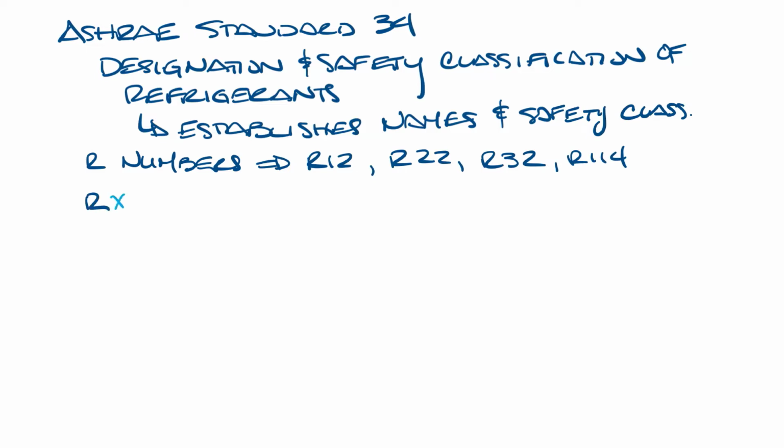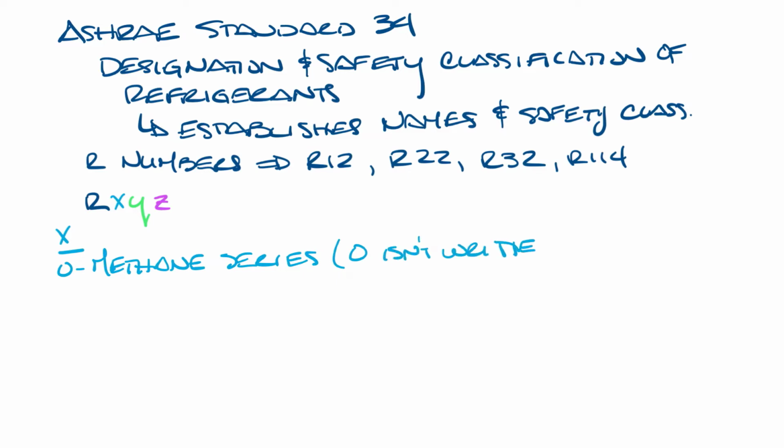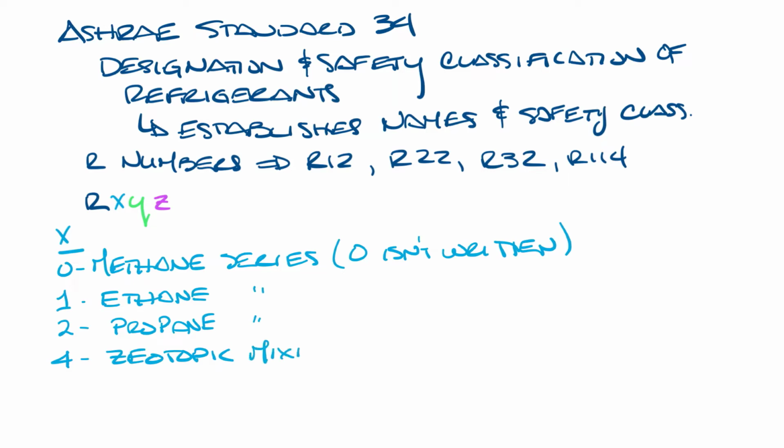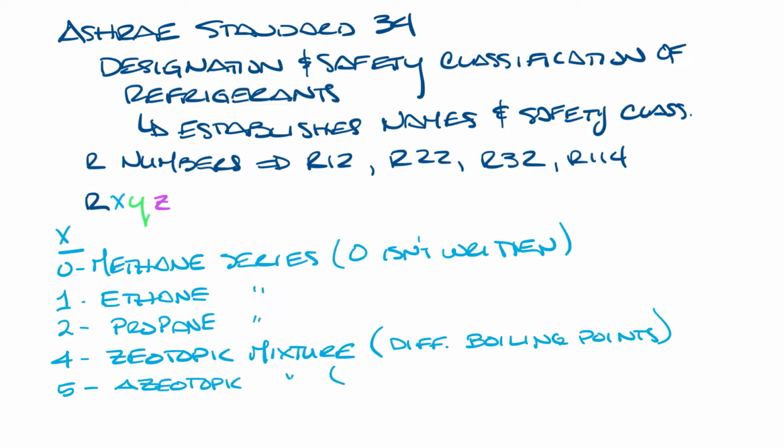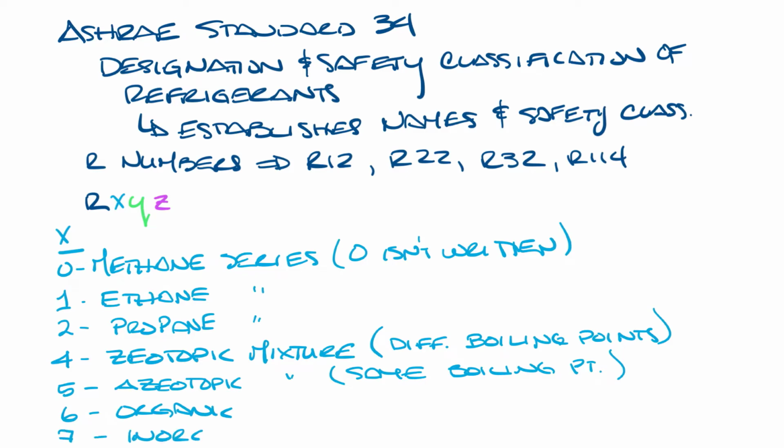So if you look at R, and let's call it XYZ, the R designates it as a refrigerant. Let's look at what the other numbers mean. If X is 0, it's a methane series refrigerant. But the 0 is not written, so you'll see R12 and R32 as methane series refrigerants instead of R012 or R032. X equals 1 means it's an ethane series. 2 means propane. 4 is a zeotropic mixture, which means that the mixtures have different boiling points. 5 is an azeotropic mixture, meaning that the mixtures have the same boiling point. 6 means the composition is organic. 7 means the composition is inorganic.